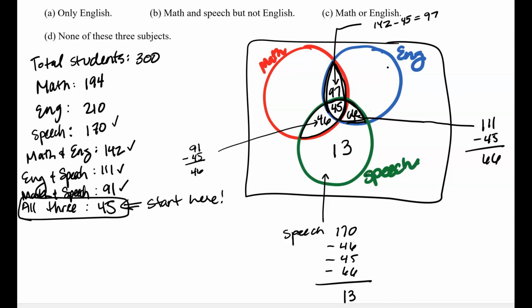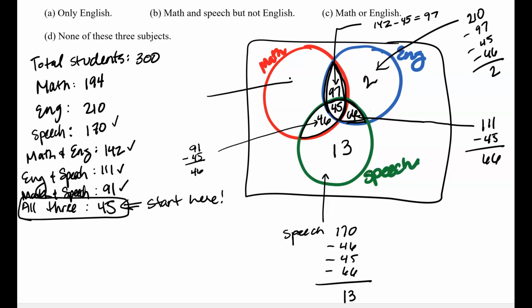So English, 210. So I'm going to just write down 210, that's my total English, and I'm going to subtract what's already in the English circle. So 97, 45, and 66. So minus 97, minus 45, and minus 66. And when I do all of that, I end up getting 2. So there are 2 students who only registered for English and none of the other classes.